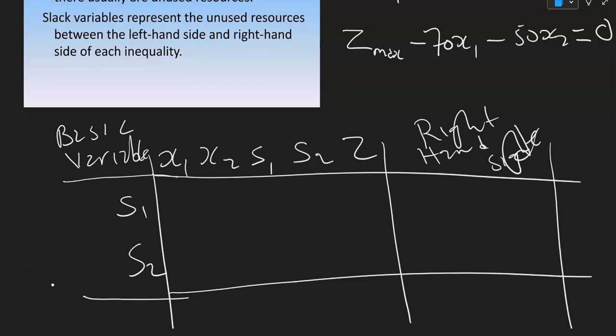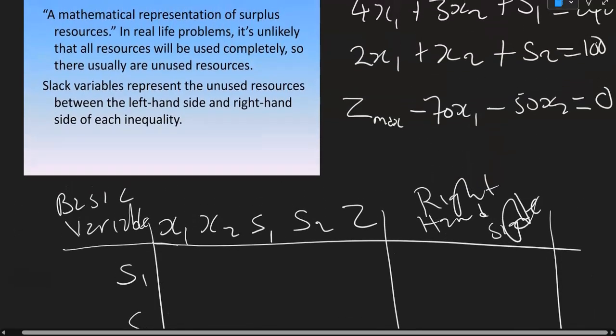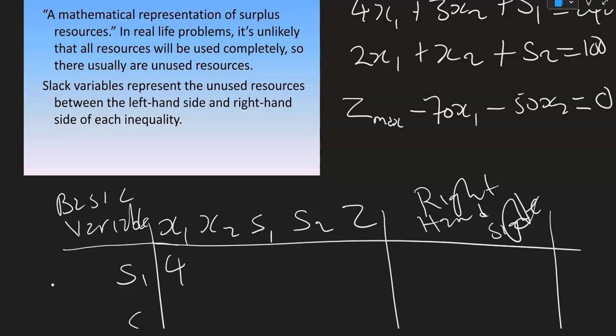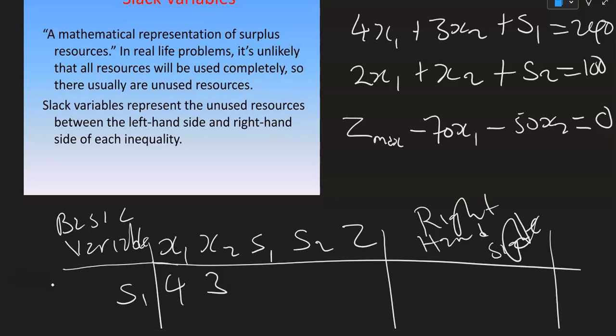Okay, then you start saying, in the first equation, what is the value of x1? It's 4. What is the value of x2 in the first equation? It is 3. What is the value of s1? It is 1. The value of s2 in the first equation, there's no s2, so it is 0. You don't have any z on the first equation, meaning that one will be 0.